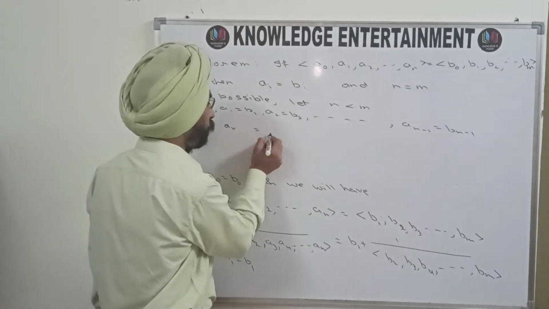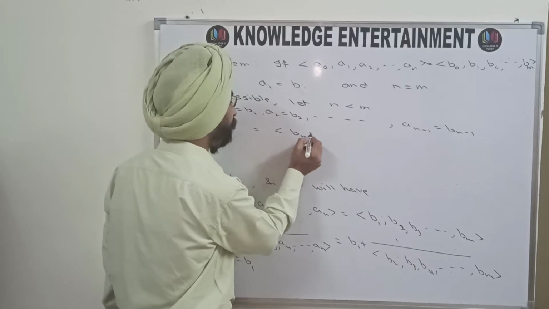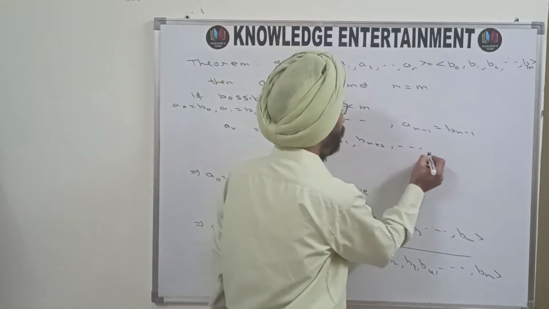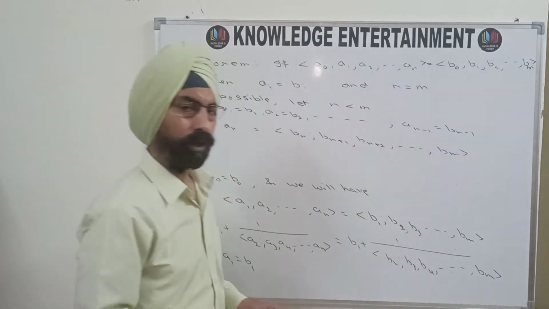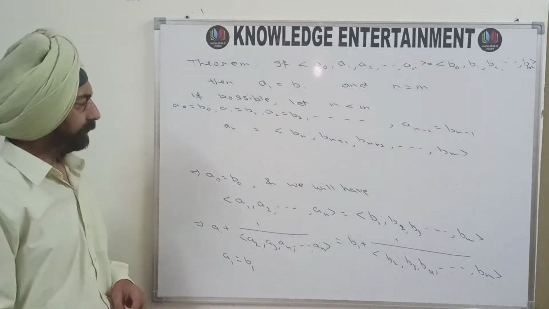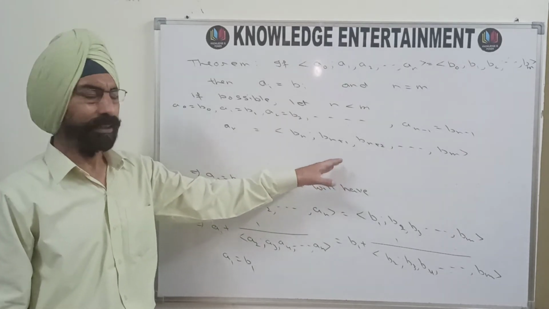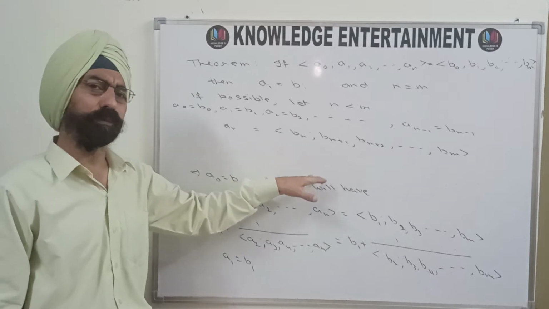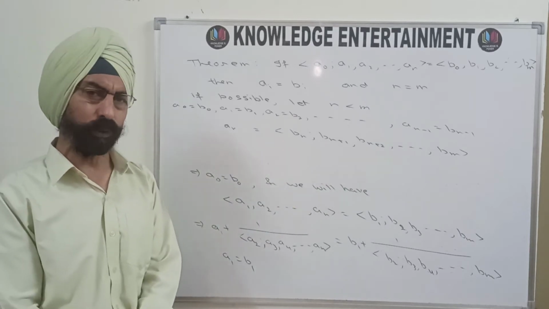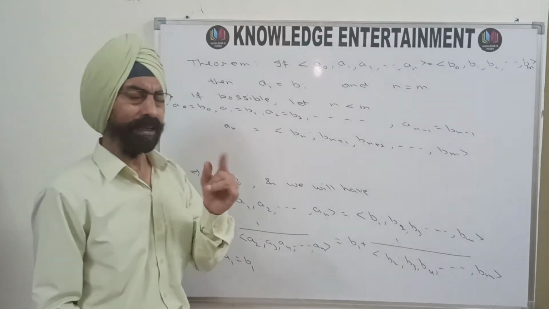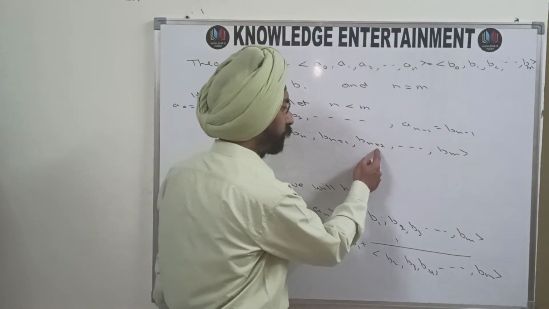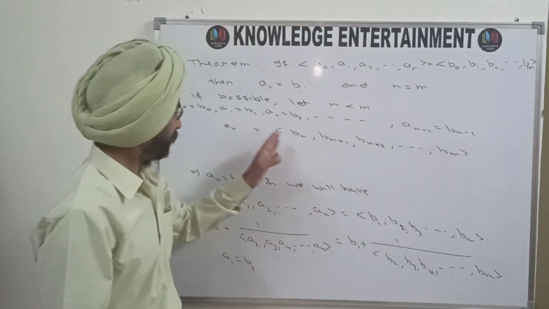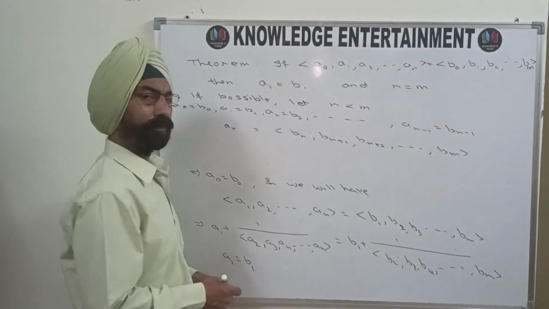An is equal to, on the other side you will get bn plus 1, bn plus 2, and up to bm. One thing is clear, that on the right hand side, the left hand side is an integer, right hand side must also be an integer, and it is possible if and only if its fractional part is 0. And fractional part is 0 if and only if bn plus 1, bn plus 2, up to bm are 0. They are all 0. And they are all 0 means your n is equal to m.